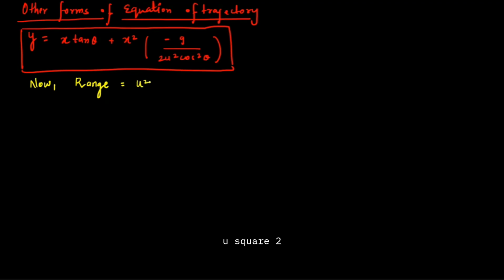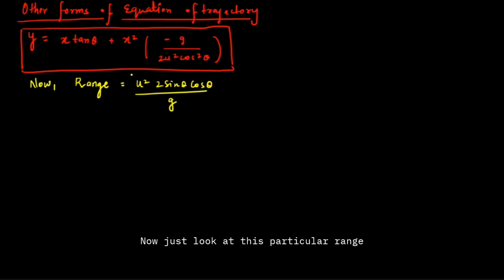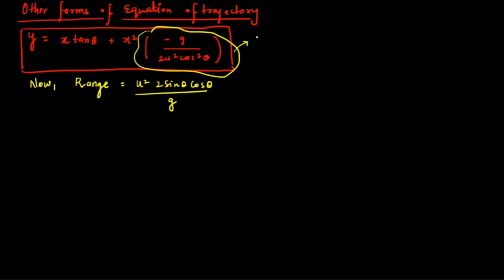So the range is u square 2 sine theta cos theta by g. Now just look at this particular range and this particular thing, which we just consider as Q. We'll try to relate these two terms and substitute one into another. So we'll get another form of equation of trajectory, which we can directly use to observe and solve certain questions.